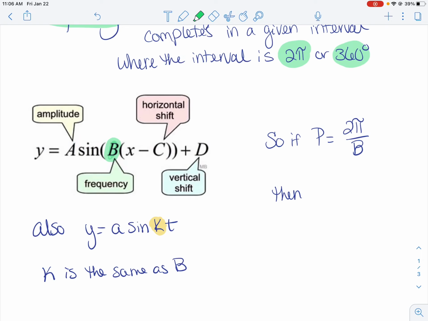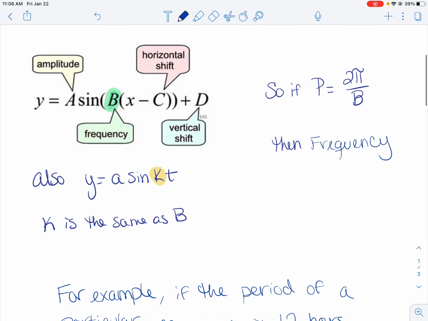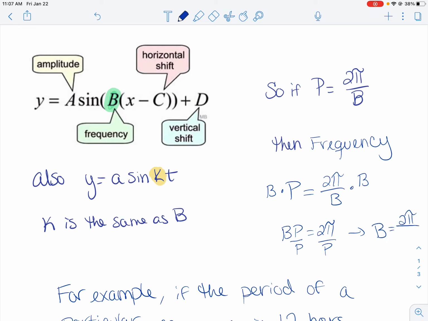We know that the period is equal to 2 pi over b, but sometimes we want to solve for the frequency. So let's take that equation, period is equal to 2 pi over b, and solve for b instead. First I would multiply both sides by b, so bp is equal to 2 pi. Then if I want b by itself, I divide by p. So the frequency is equal to 2 pi divided by the period.